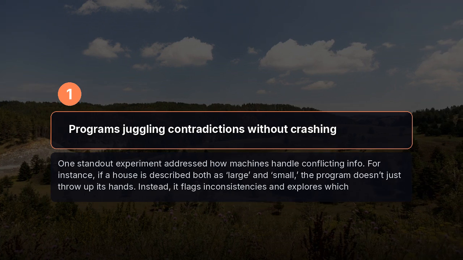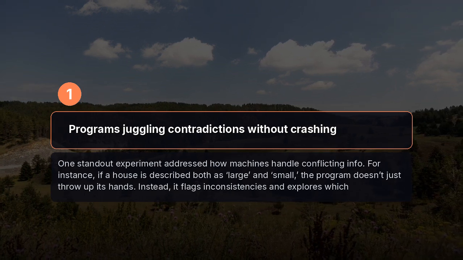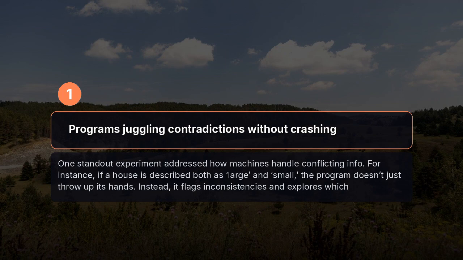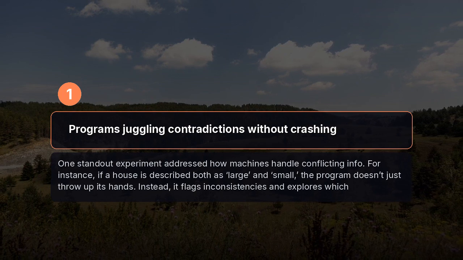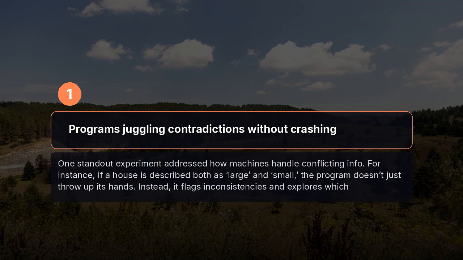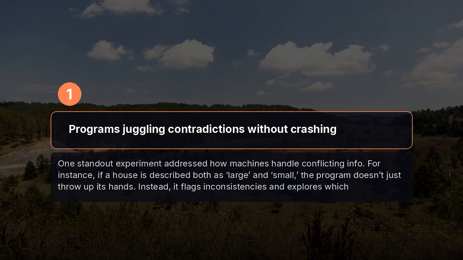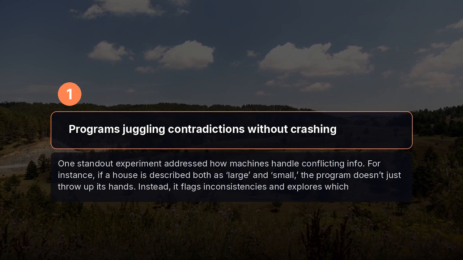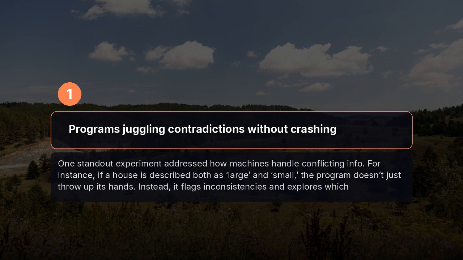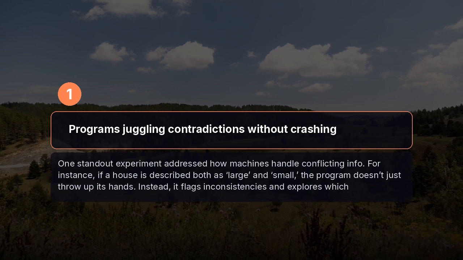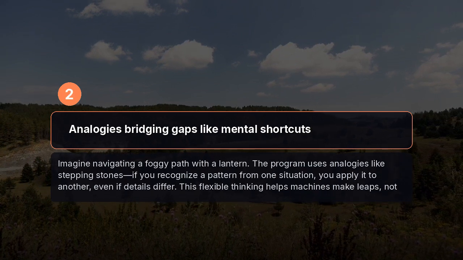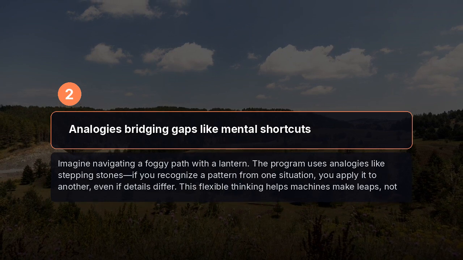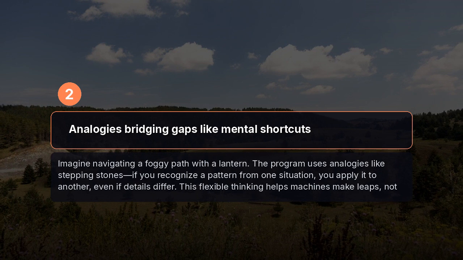One standout experiment addressed how machines handle conflicting info. For instance, if a house is described both as large and small, the program doesn't just throw up its hands. Instead, it flags inconsistencies and explores which interpretations might still hold, mimicking human reasoning when facts don't perfectly align. Imagine navigating a foggy path with a lantern. The program uses analogies like stepping stones.